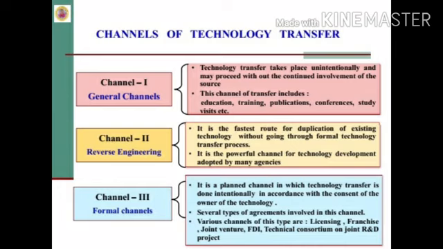Now another channel of technology transfer is the formal channel. It is a planned channel in which technology transfer is done intentionally, in accordance with the consent of the owner of the technology. Several types of agreements are involved in this channel. The various channels of this type are licensing, franchise, joint venture, FDI, technical consortium on joint R&D projects, etc.